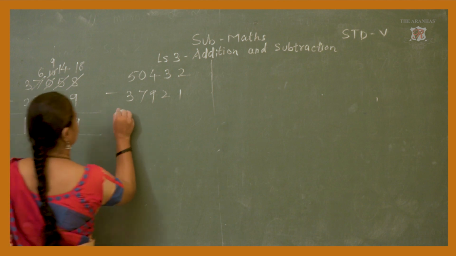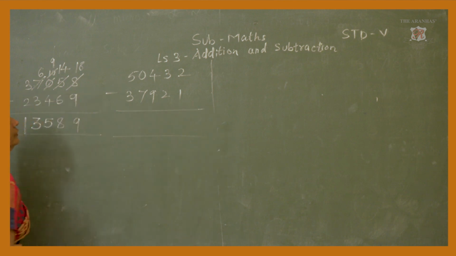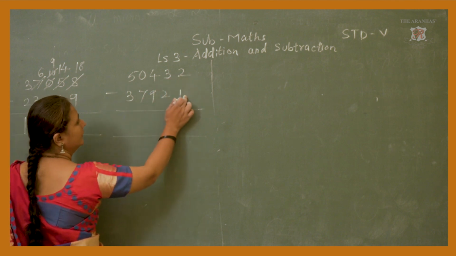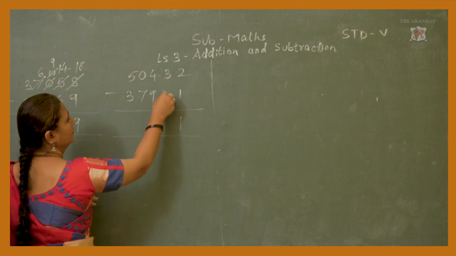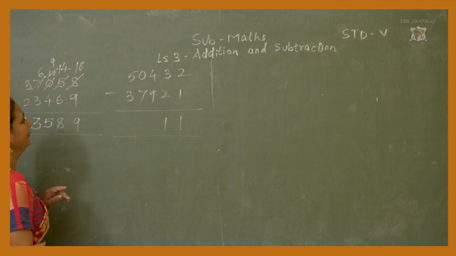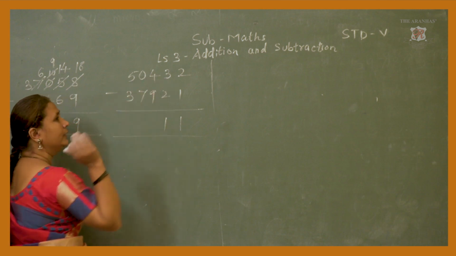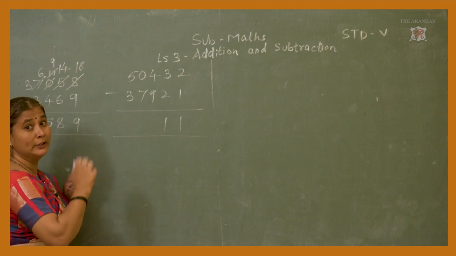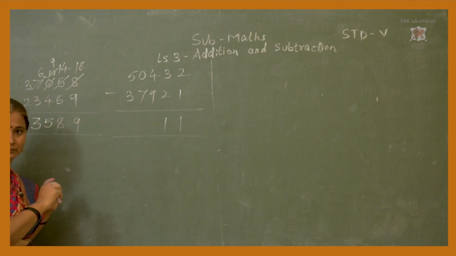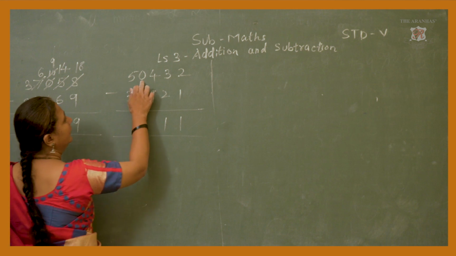Now check. Start to solve. See the numbers first: 50,432 minus 37,921. Now take 2 minus 1, very easy. 2 minus 1, 1. Then 3 minus 2, 1. Then 4 minus 9, we can't do the subtraction because 4 is less than 9. So we have to borrow from the next place value, but it is 0.